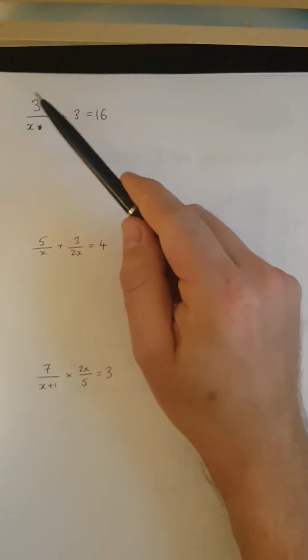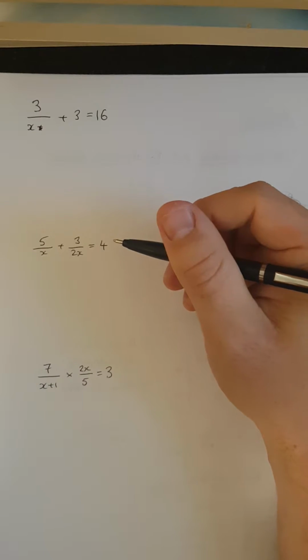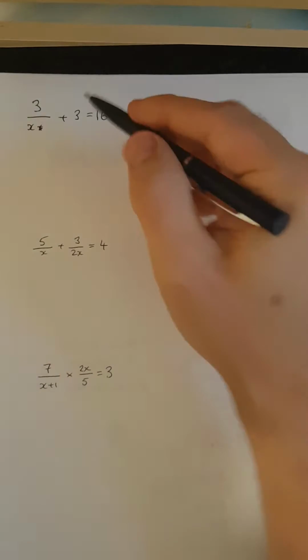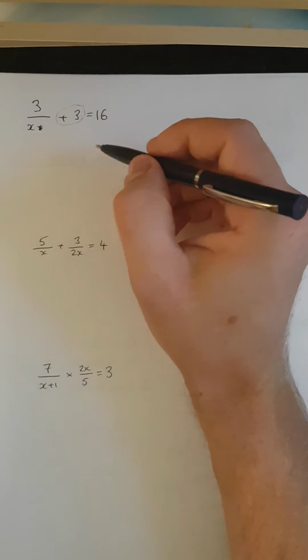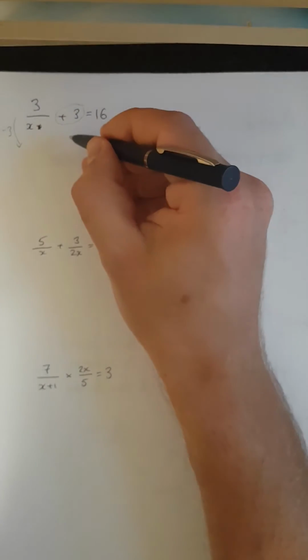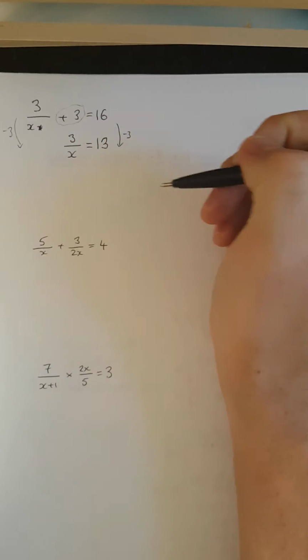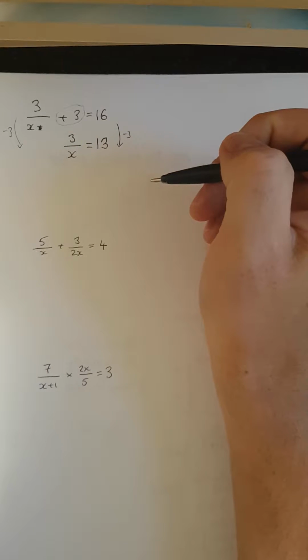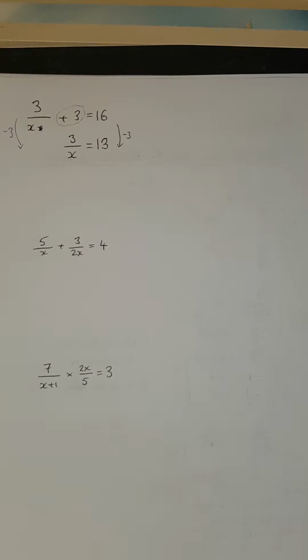So start at the top. 3 over x plus 3 equals 16. So this 3 that's over here by itself, I'm going to deal with first. So I'm going to subtract 3 from both sides, which will leave me with the 3 over x equals 13. Now this should look familiar because it's very similar to the situation we faced at the start of the previous part.